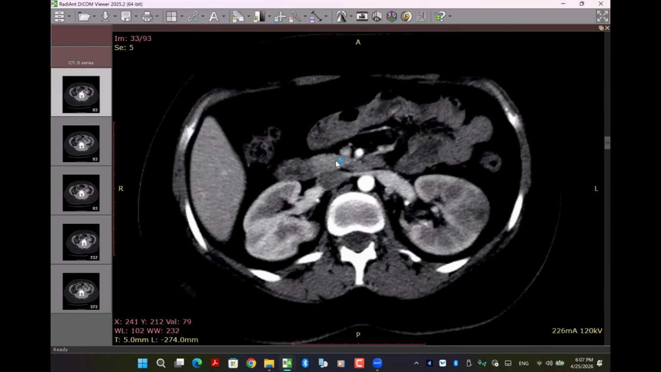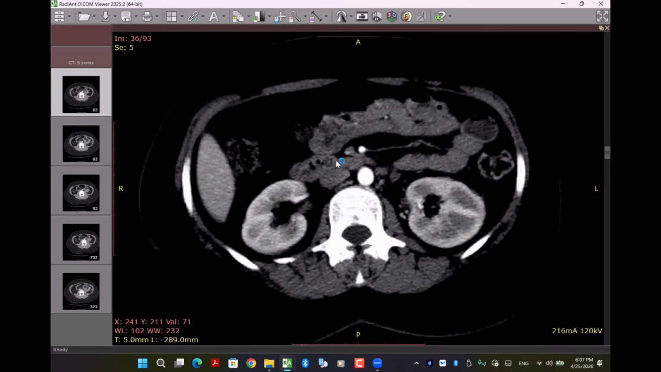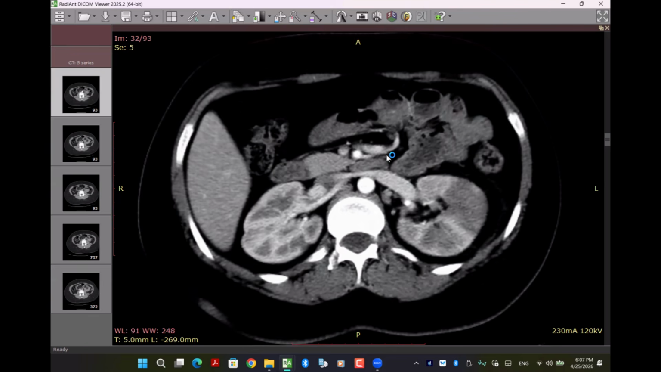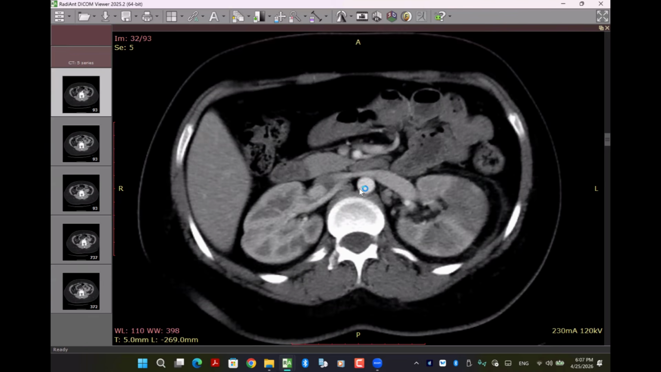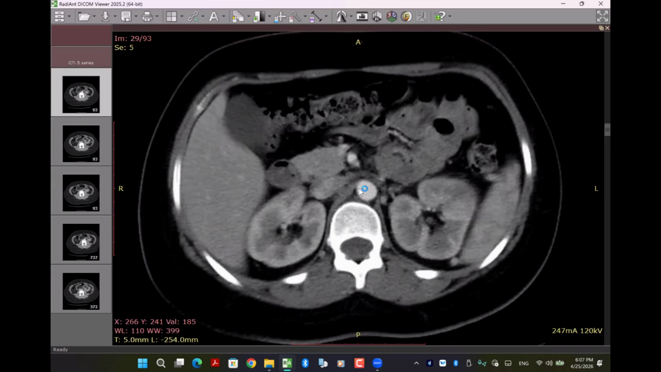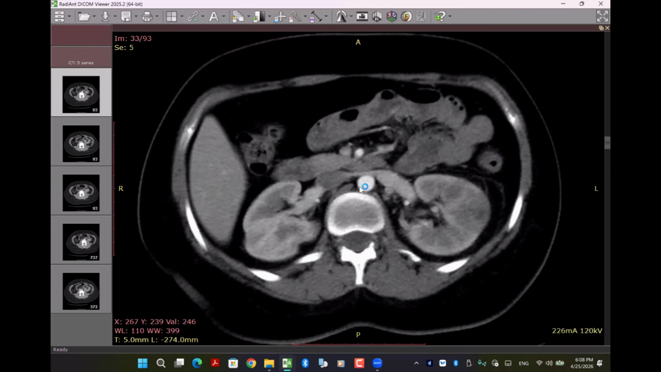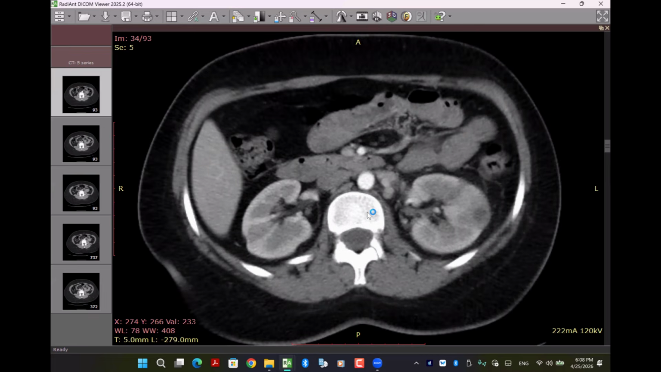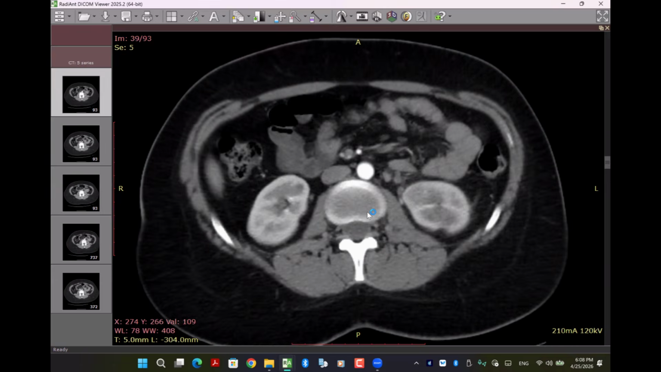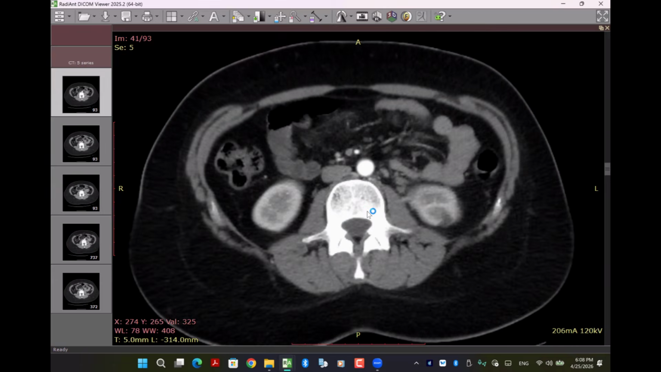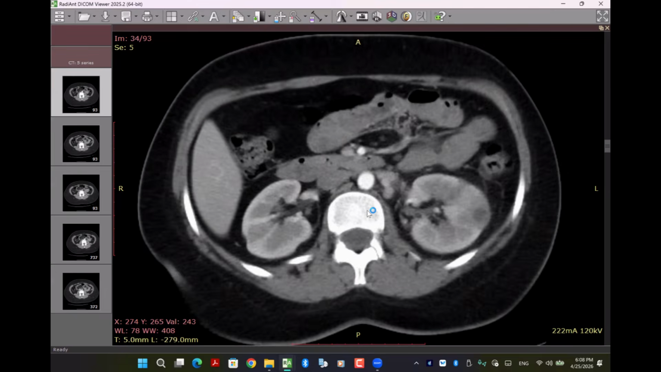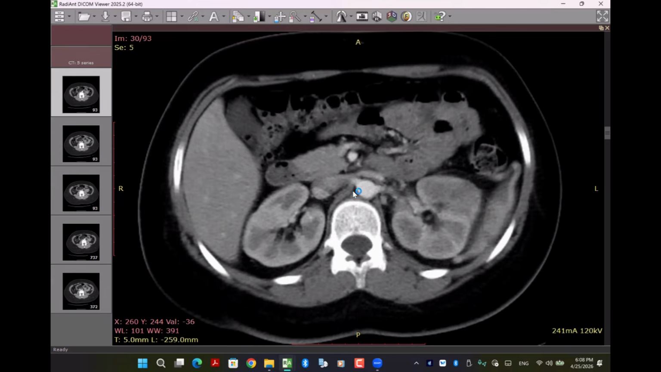Corticomedullary, yeah. So I can see that there are ill-defined hypodense areas seen in the left renal parenchyma. These are triangular shaped, and there are also some rounded hypodensities noted in the left kidney. There is a mild perinephric fat staining also seen. Nice. And I do not see any hydronephrosis or any obvious calculus.